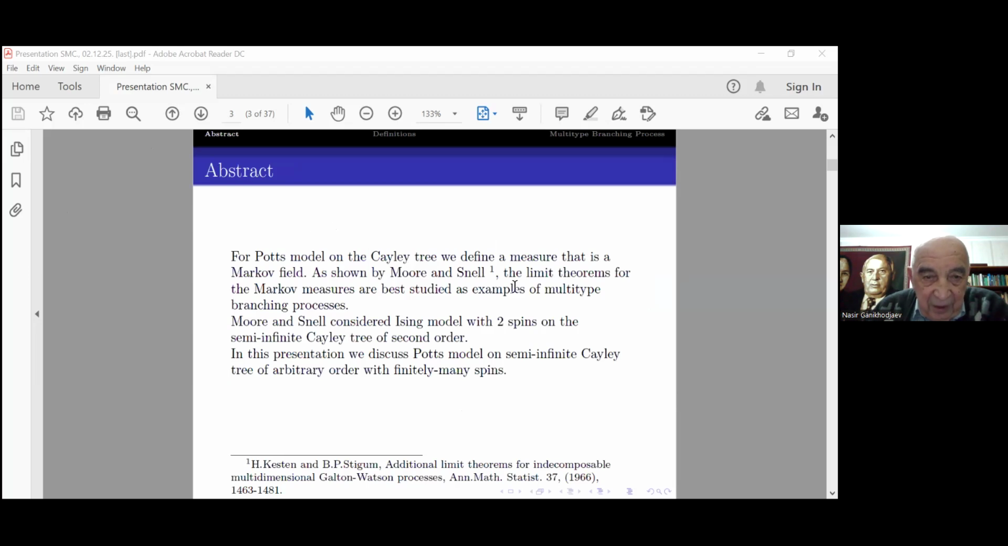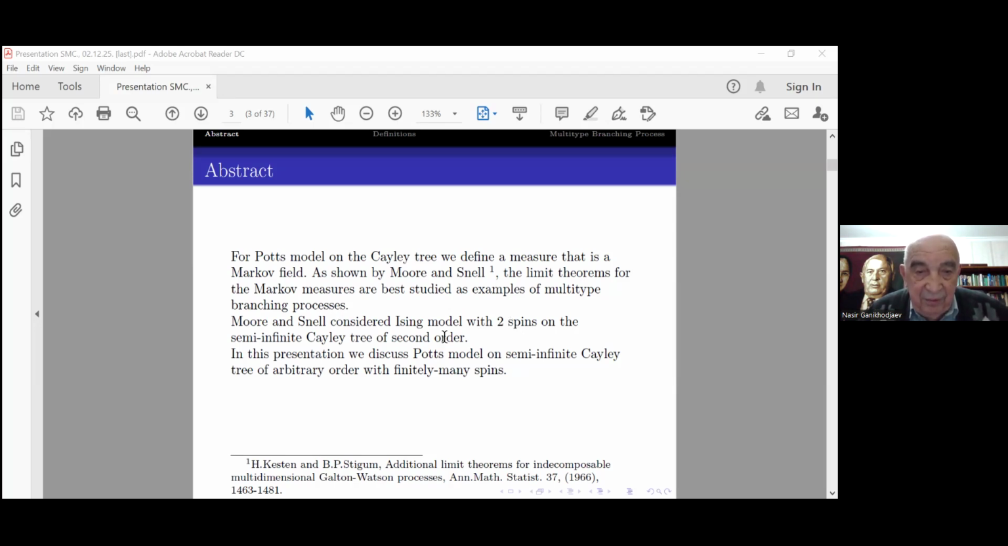This is the abstract, which you already know. We will use it for investigating limit Gibbs measures. We will first construct the limit Gibbs measure, and after this the corresponding Markov field. As shown by Moore and Snell, the limit theorems for Markov measures are best studied as examples of multitype branching processes. They considered this in the paper for the Ising model with two spins.